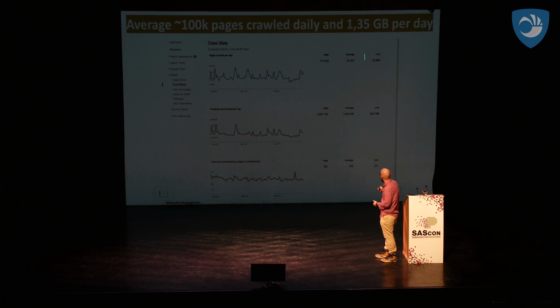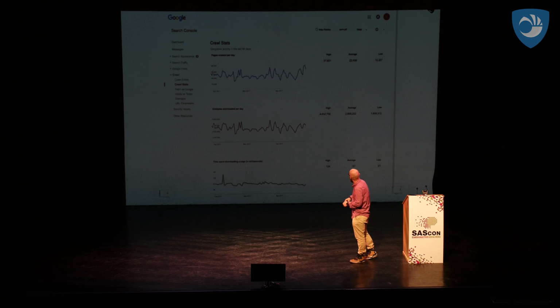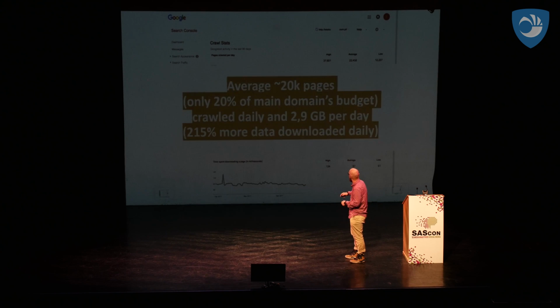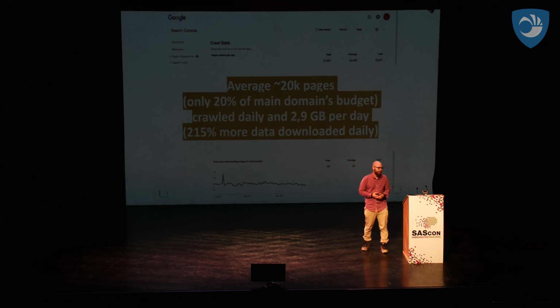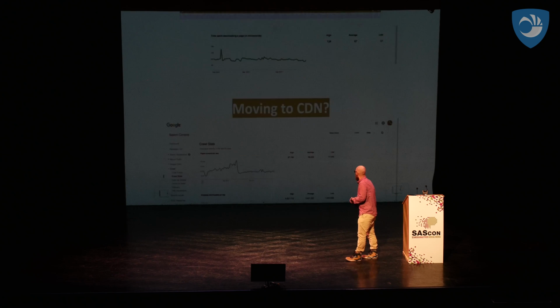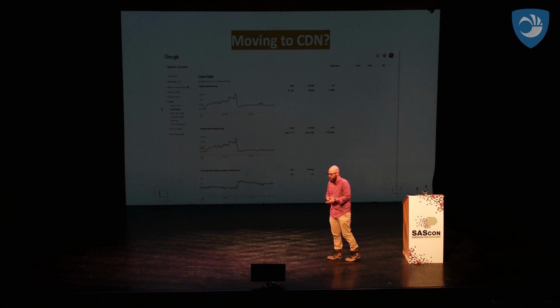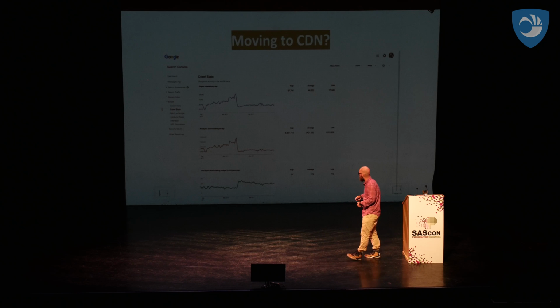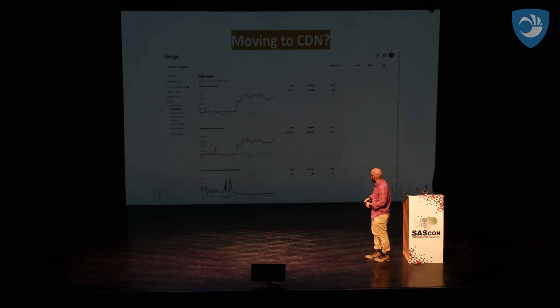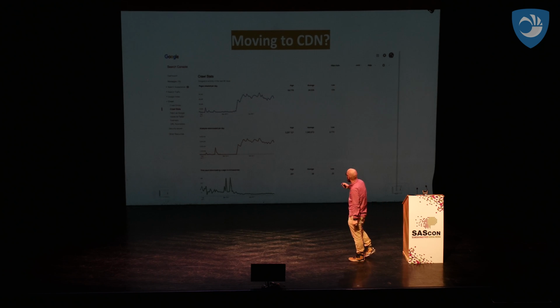There is an average of 100,000 pages crawled daily, and that equals roughly 1.5 gigabytes per day. But for the same domain, if you authorize the subdomain or CDN domain with the static resources, that's going to give you fewer pages, only 20,000, but almost 3 gigabytes of data per day. And the same if you move to a CDN, you're going to see a huge dip in your crawling stats, but at the same time, you're going to see a huge spike when you authorize your CDN in Search Console.